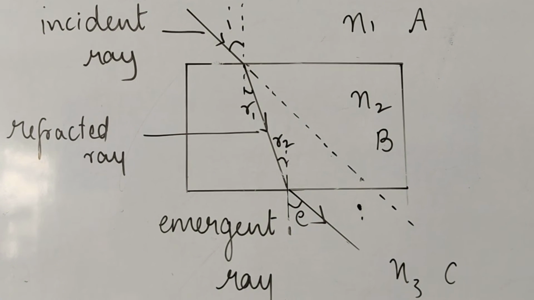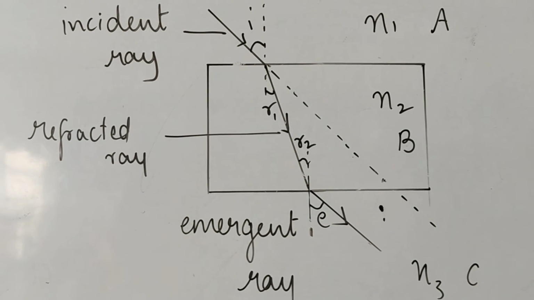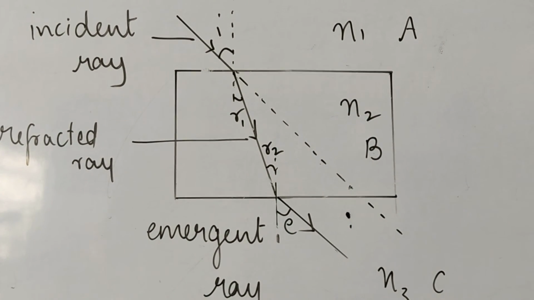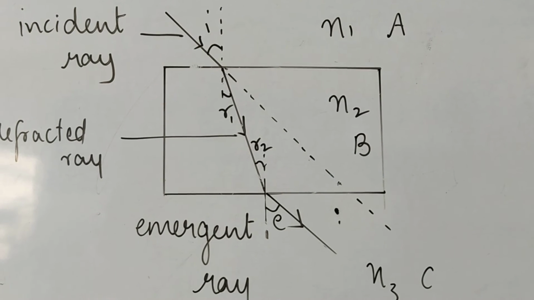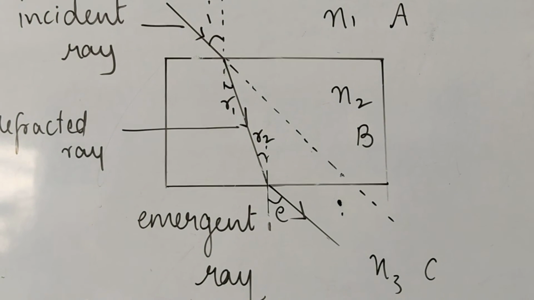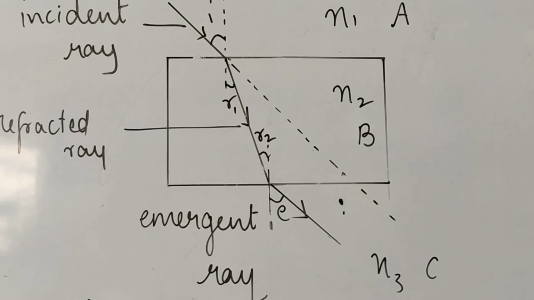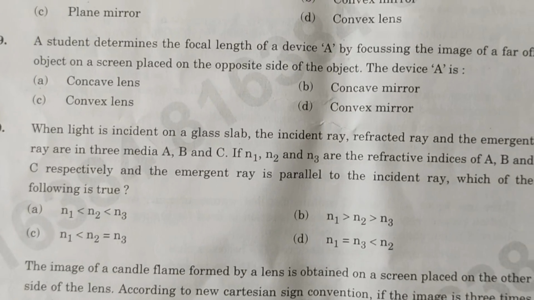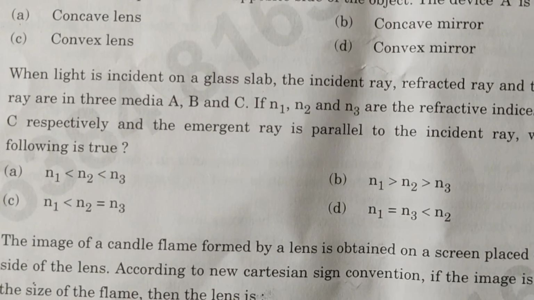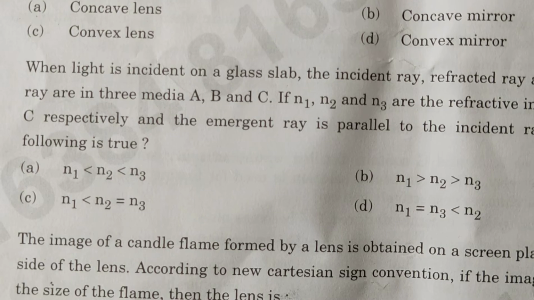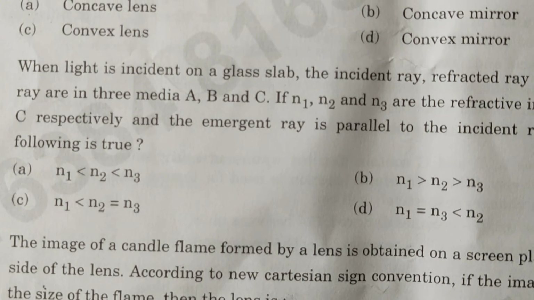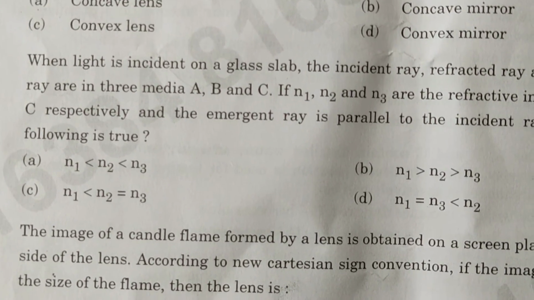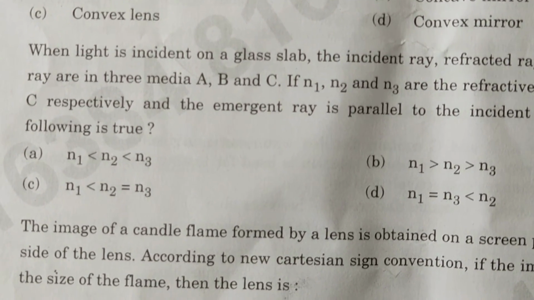In that case, the bending will be away from the normal, but again incident ray and emergent ray will be parallel. So the important condition here is N1 should be equal to N3, and in this case I have taken that N1 and N3 are equal and less than N2. So as I have told you, N1 should be equal to N3. So first A and B options are not possible, and N2 is equal to N3 is wrong, and so we can say that D is the only option which is correct out of these 4 options.